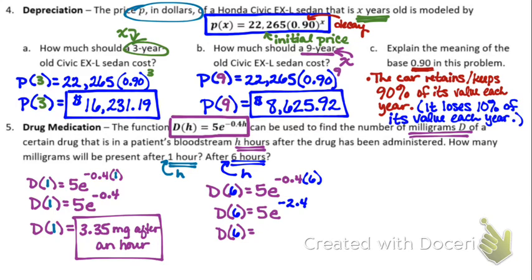So when I do 5 times e to the power of negative 2.4, take this out to 2 decimal places, I get about 0.45 milligrams after 6 hours.